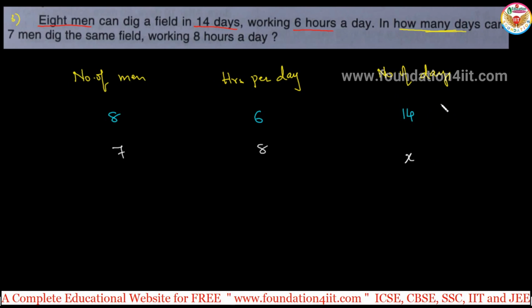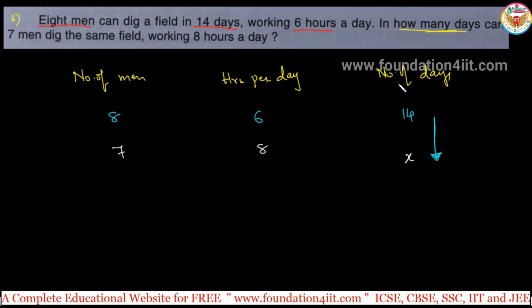Now the last one you can represent with the down arrow, top to down. Next, according to this, we'll take both. For example, number of men and number of days, you observe what type of variation it is, and hours per day to number of days you check. If this is a direct variation, the same side arrow you can keep. Inverse variation, the opposite you will keep.